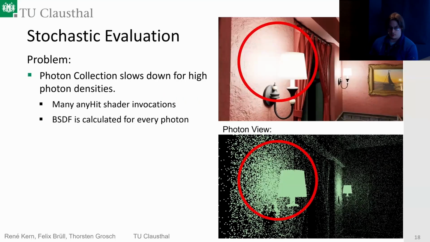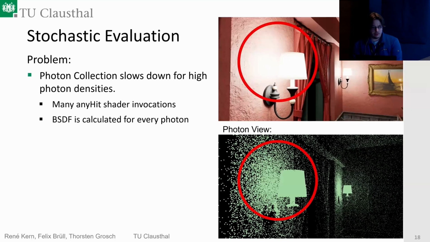Our next problem was that we noticed on areas with high photon densities, like near lamps, our photon mapper got very slow. This is mainly because of two reasons. For one, on these points, due to the high photon density, we have many any-hit shader invocations, which are worked at sequentially. Also, in each of these any-hit shaders, we calculate our full BSDF, which depending on the material model can get pretty expensive.